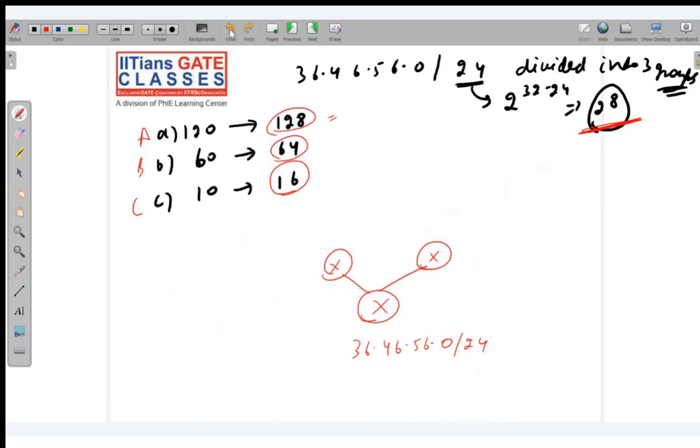So you have to check both options in the GATE exam. If an MSQ question is coming, they can ask you both also, so you have to be very careful. How will we start? I will say 36.46.56.0/25. Why 25? Because I have divided it into two parts only. One bit I have borrowed. And here what I will put? 36.46.56.128/25. Please let me know if you have any doubt.